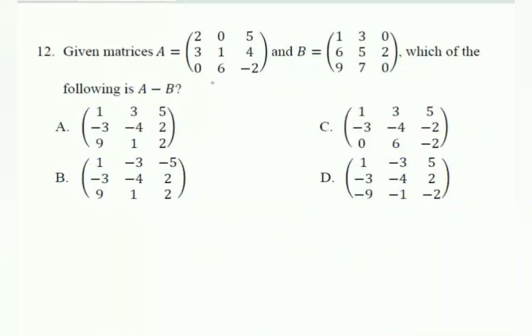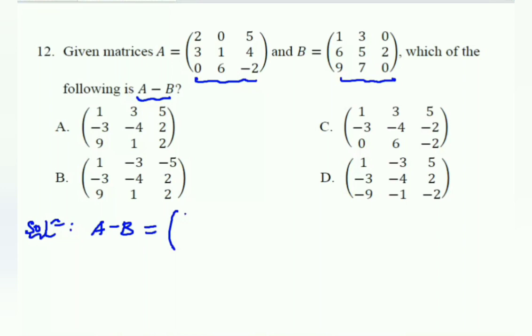The next is about the matrix. Here, given two matrices A and B, we are asked the difference between the two matrices. This is very simple, you can do it orally. So A minus B is the difference of matrix A and B according to the order.